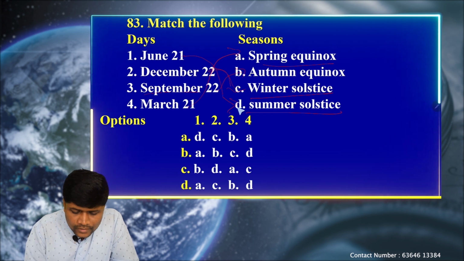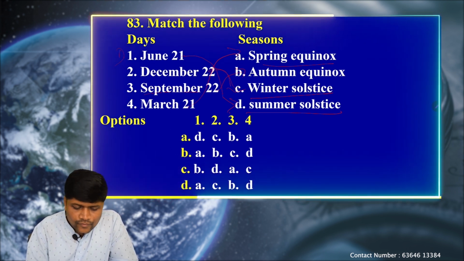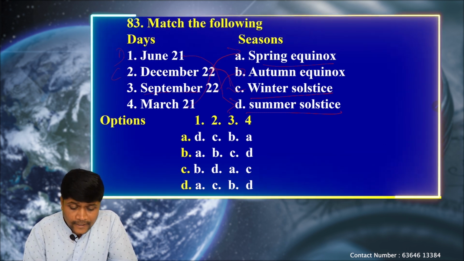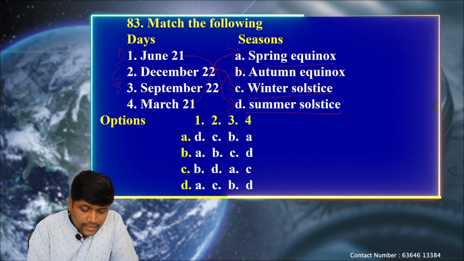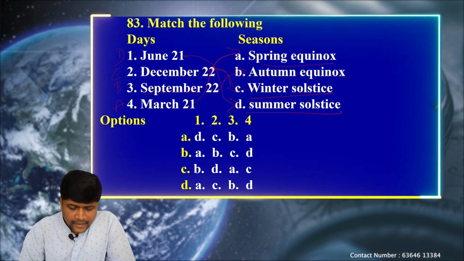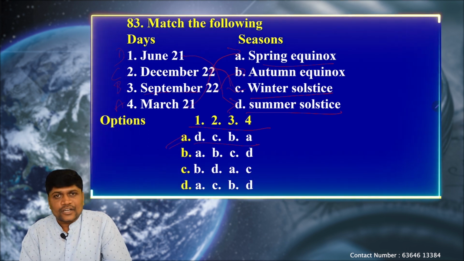Okay. So for 1, it is D. December 22nd, it is the winter solstice for us. So 2 is C. September 22nd is the autumn equinox, B, and the fourth one is A. So DCBA for 1, 2, 3, 4. Option A, DCBA, is the correct one.